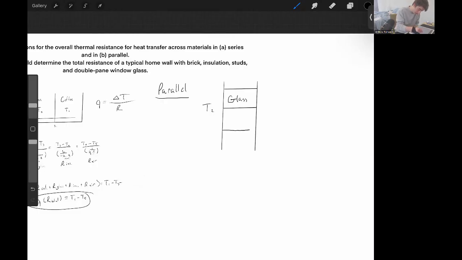Now, beside it, parallel to it is going to be something like wood. And we have a temperature 1. I don't know why I made this temperature 1, temperature 2. I'm going to make this temperature 1, temperature 2.